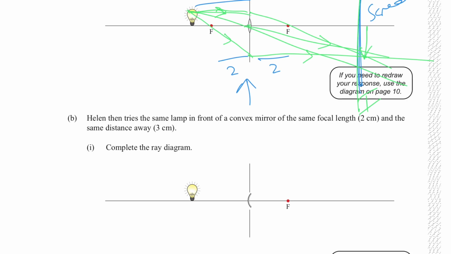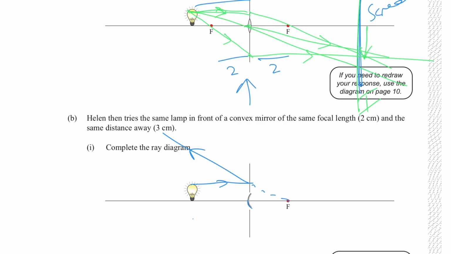B, Helen then tries the same lamp in front of a convex mirror. So this time it's reflecting, they're not passing through. They're hitting it and bouncing back in some form or another. Let's just delete those. And for clarity, complete the ray diagram. Parallel ray reflects as though it comes from there because it's a convex mirror.